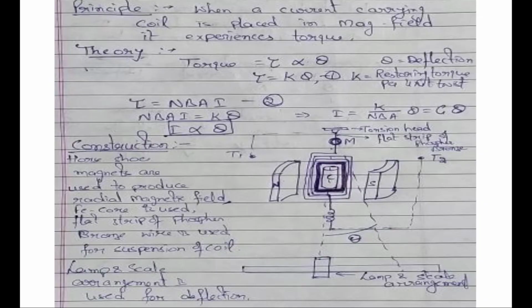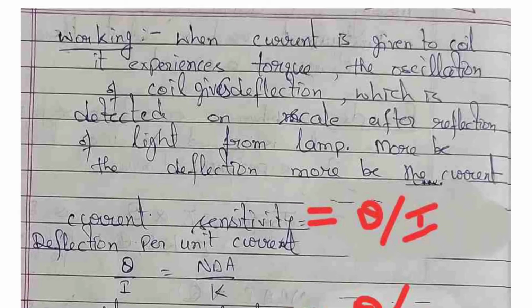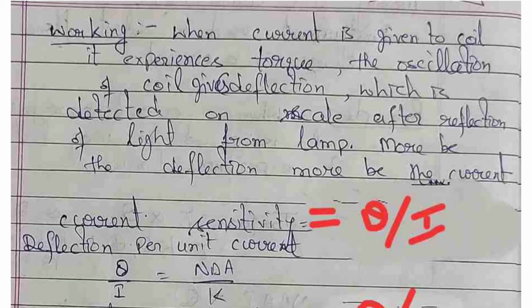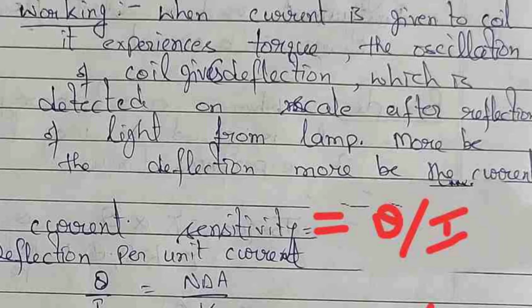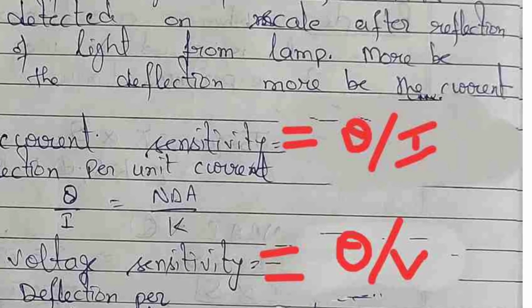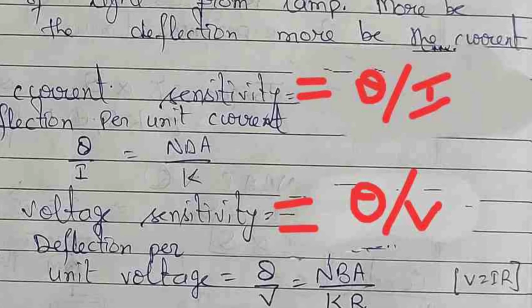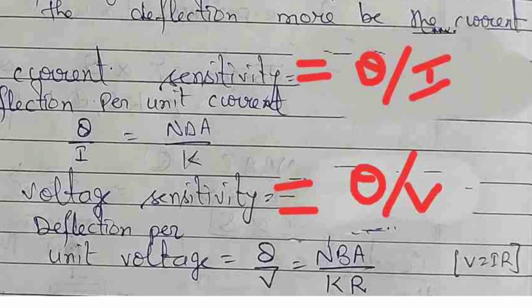Let us discuss its working. When a current is given to the coil, it experiences a torque. The oscillation of the coil gives deflection, which is shown on the scale, and after reflection of light from the lamp, more deflection is observed, which gives the value of current.